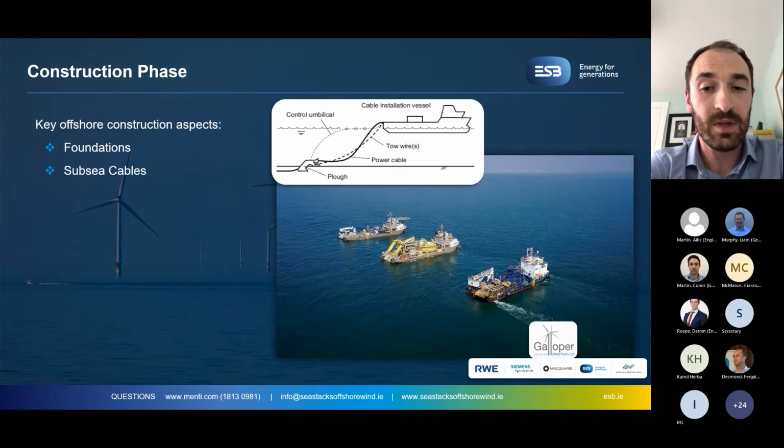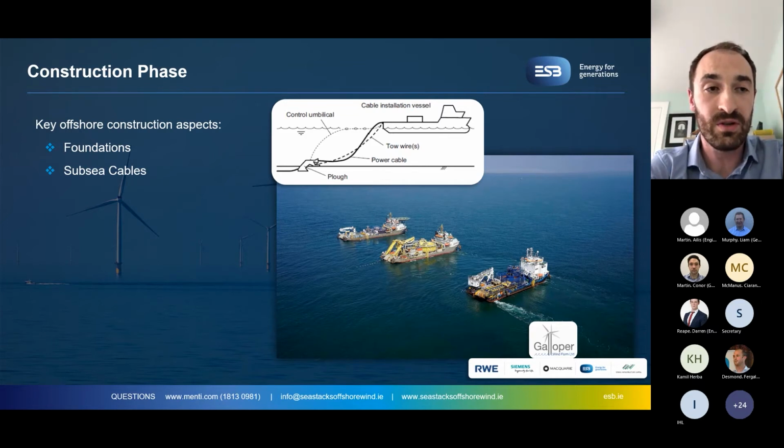The next aspect is subsea cables. So these would be installed by the vessels that are shown on screen here. And these are basically laid and buried by these sorts of vessels, and they'd be installed by project specified equipment, such as a plough shown in the top left. Again, these would be informed by the information collected during the survey phase.